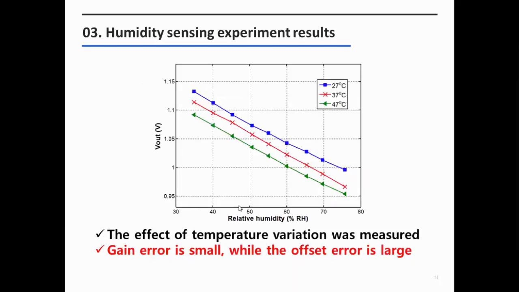And we also tested the temperature effect. The effect of temperature variation was measured over 3 different temperatures, and the result shows that the gain error is small, with a small slope change, while the offset error is large. This effect is mainly due to the temperature dependency of the diode in the op-amp feedback.